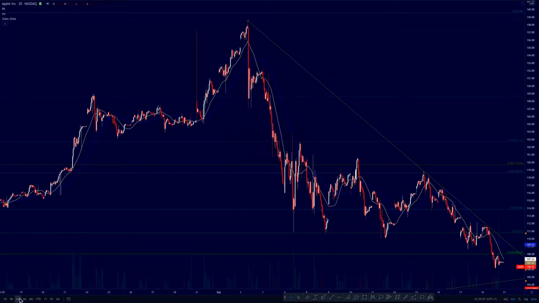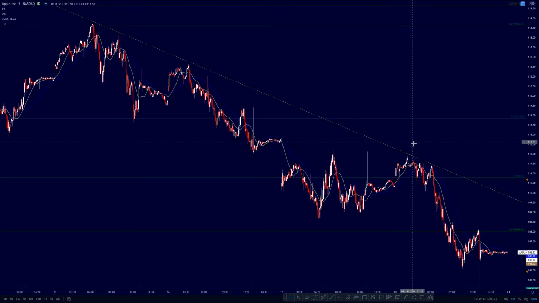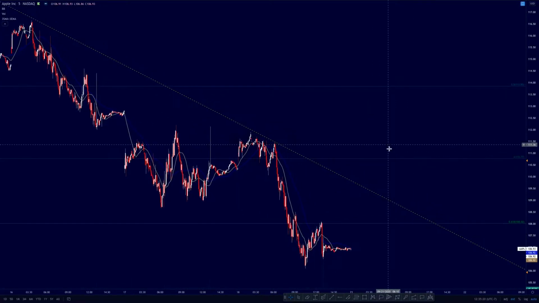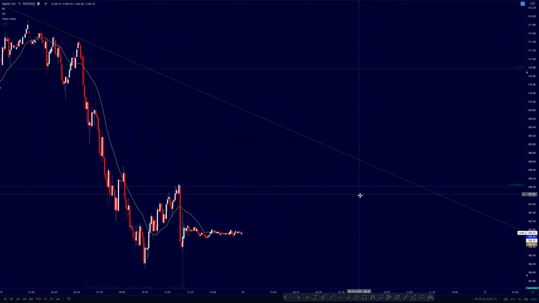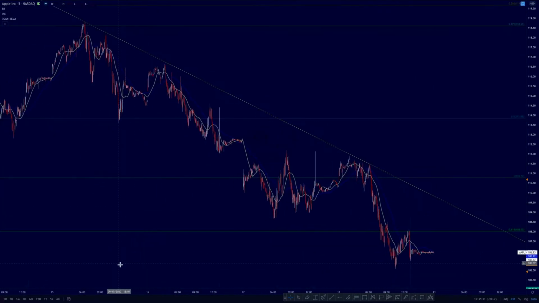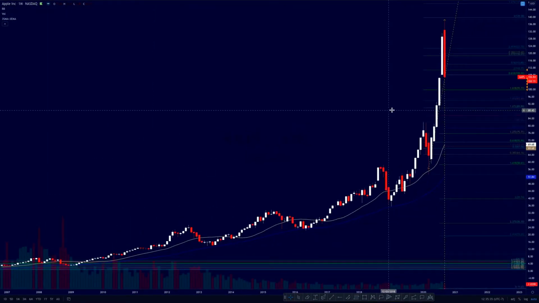Now we look at the 5-minute. You have gaps that didn't fill all the way, so we might pop off to the 112 area. Most likely not in the short term, but we might have a cross here bullishly, and then we'll see what happens. But now if we look on the monthly, right, we just don't look too good.